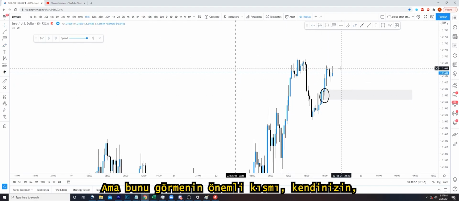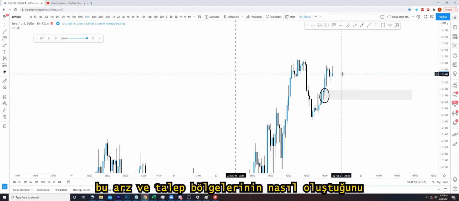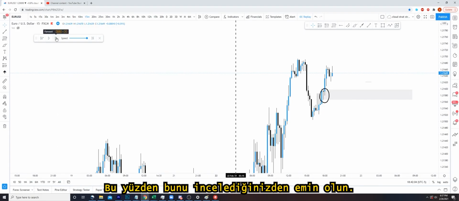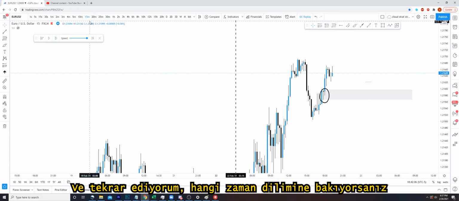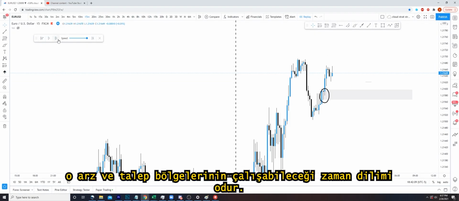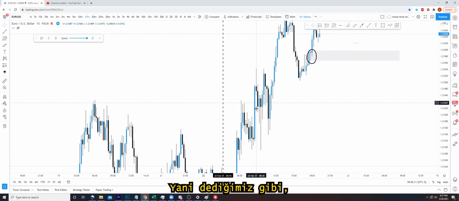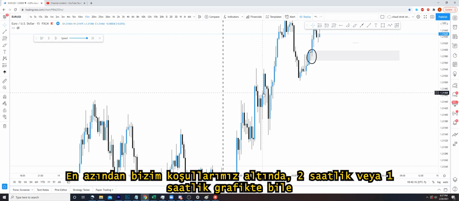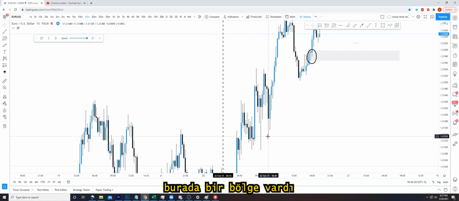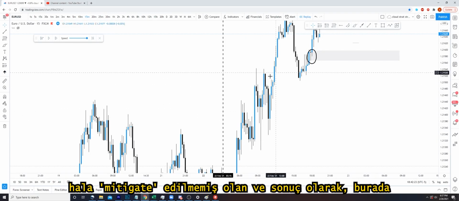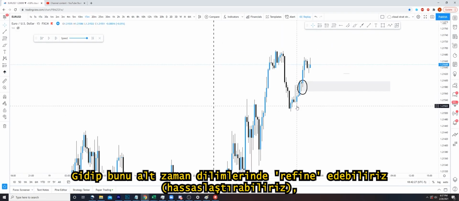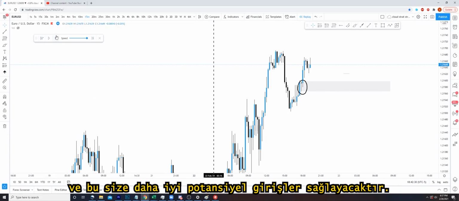But the important part about seeing this is that you need to make yourself understand how these supply and demand zones form and how you can expect potential mitigation on them. So make sure you go through this. And again, whatever time frame you're looking at is the time frame that those supply and demand zones can operate on. So even though, like we said, this area here had already been mitigated and doesn't count for us, at least under our conditions, the 2 hour or the 1 hour even had a zone here that was still unmitigated. And as a result, we were able to find potential buys here. And again, we can refine this on lower time frames, and that will give you better potential entries.